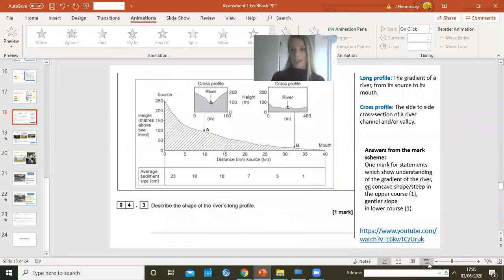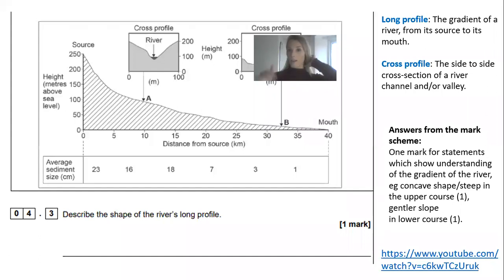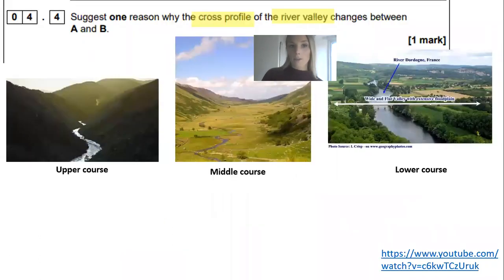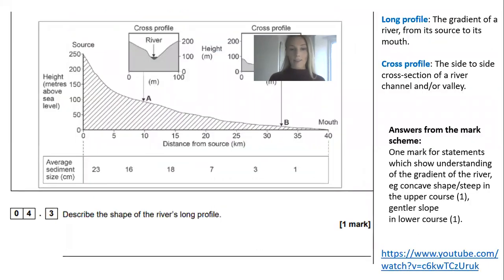and it ended by looking at the difference between the long profile and the cross profile of a river, and you're given this figure in the exam. Now, the question we're starting with is this one here, which is suggest, so provide some ideas, why the cross profile of the river valley changes between points A and B. Now, A and B are here on this diagram.